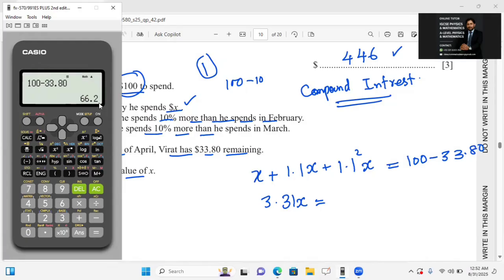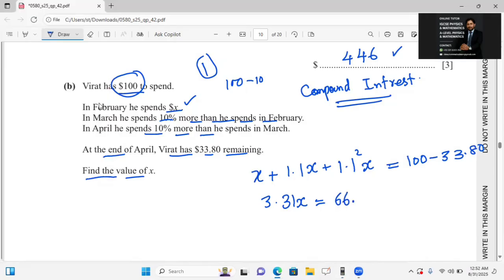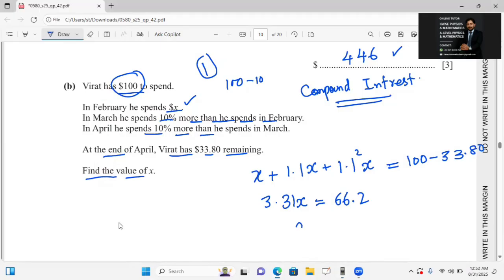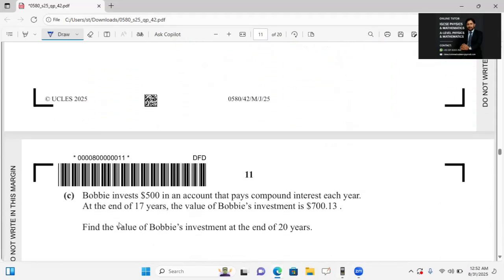So it is 66.2 divided by 3.31, which is equal to 20. So X is equal to 20. So X is the amount which he has spent in February, $20. All right, let's move to the next part. Next question, or maybe next part.